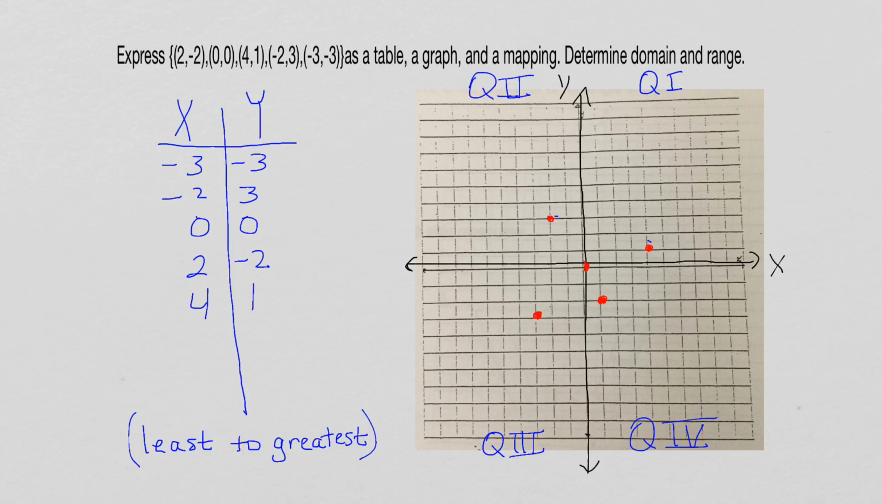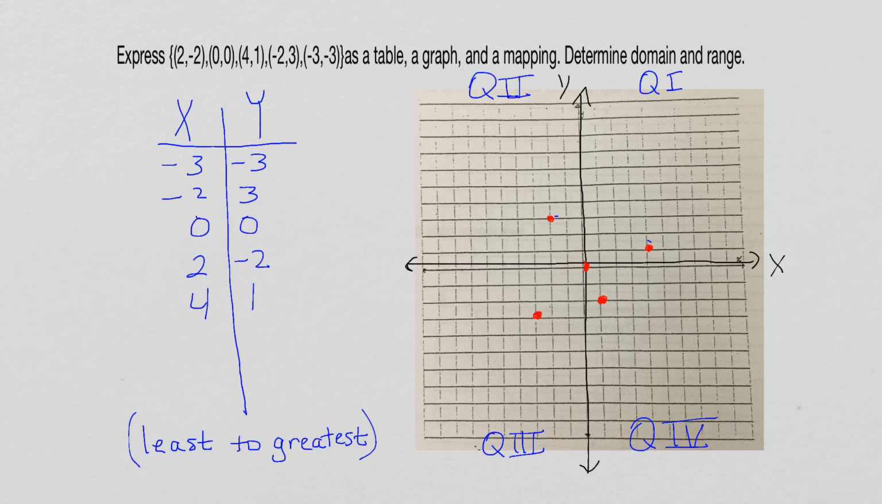Now you're going to take your ordered pairs and you're going to graph them. So the first one that we're going to graph is going to be -3, 3. And you'll notice that it is in quadrant 3. We're going to graph -2, 3. You'll notice that it's in quadrant 2. We're going to graph 0, 0. You'll see that it is on the origin.